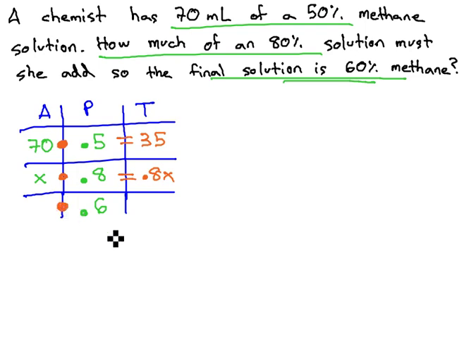We don't know the amount we need to multiply by in the last row. If we don't know the amount, we'll add the two amounts above it together, 70 plus x, and put that in parentheses so we can distribute the 0.6 through. 0.6 times 70 is 42, plus 0.6x.